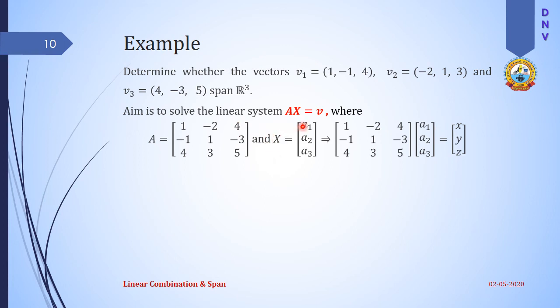We have taken X as a1, a2, a3. In that case, we have written this as A times X equal to V. V is the vector x, y, z which belongs to R cube. The meaning of this notation is that the first column of the matrix times a1, the second column times a2, and the third column times a3 is equal to this vector. So it is the linear combination of these three vectors.